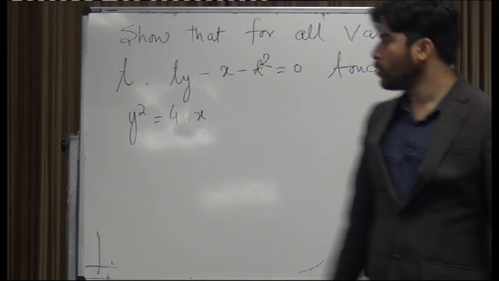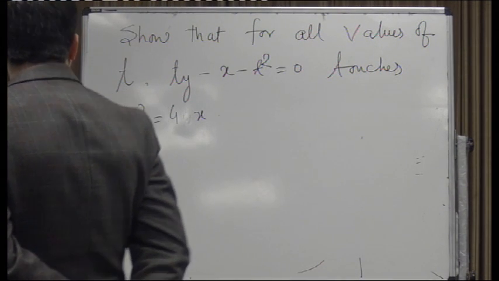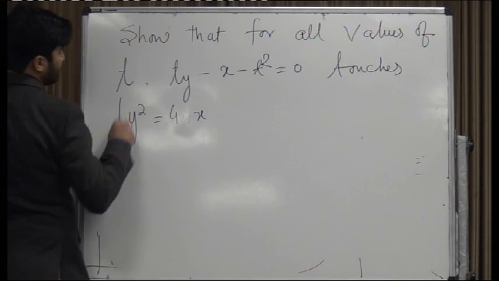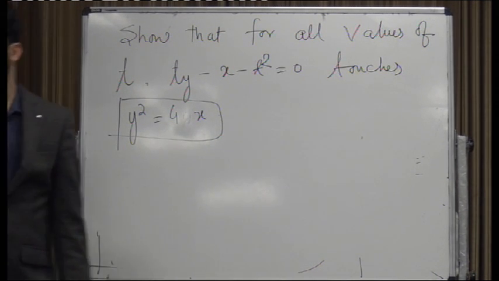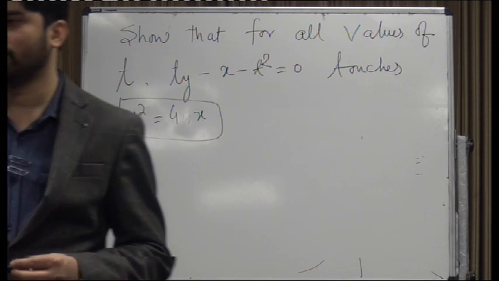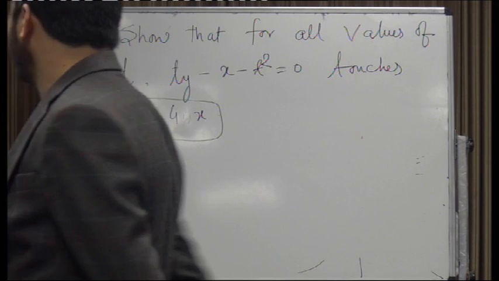Show that for all values of t, ty minus x minus t square is equal to 0 touches y square is equal to 4x. नहीं समझ में आया? क्या आया? हाँ.